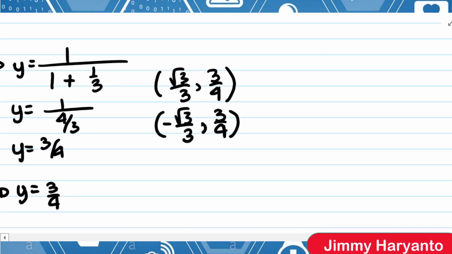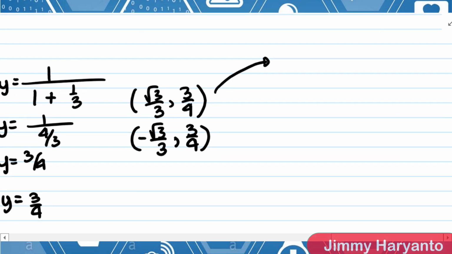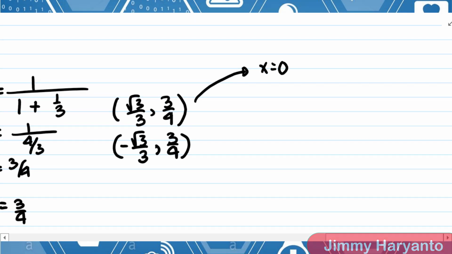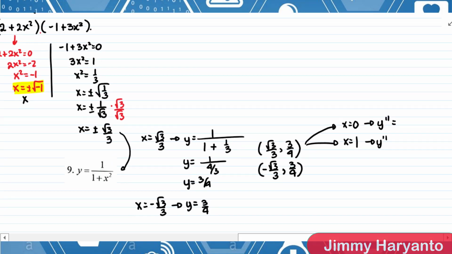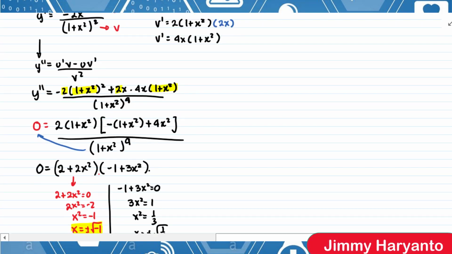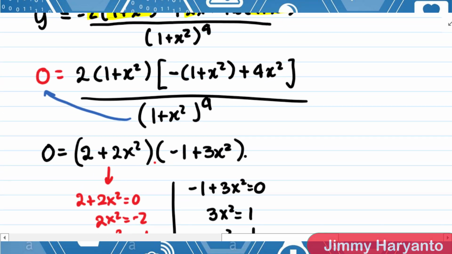Next is before and after. For this one, before I will take x equals 0, and for the after I will take x equals 1, for y double accent and y double accent. Okay, if you calculate for x equals 0, the y double accent will become this one.